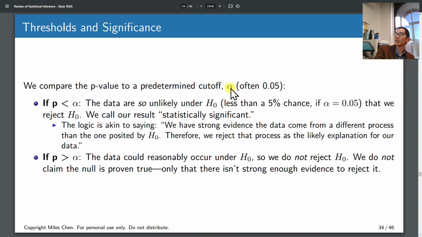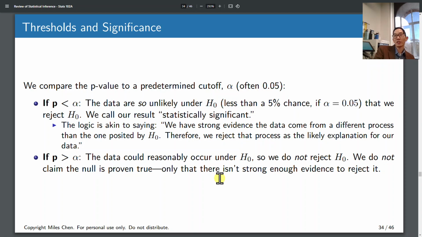We call that our significance level, 5%. So if the p-value is less than alpha, we reject the null and we say our result is statistically significant, okay? Meanwhile, if the p-value is greater than alpha, we say the data could reasonably occur under the null hypothesis, and so we don't reject the null, okay? Now, again, we don't claim that the null hypothesis is true, just that there's not enough strong evidence. There isn't strong enough evidence to reject it, okay?